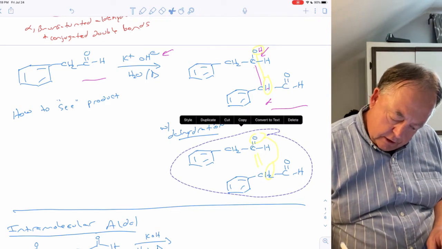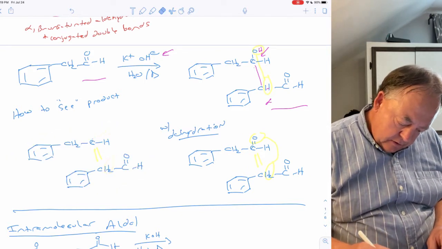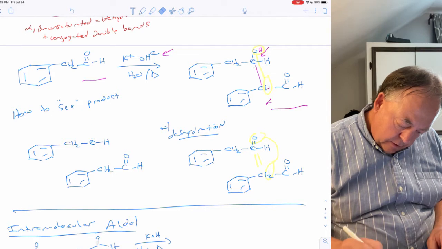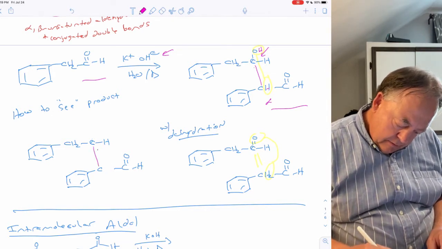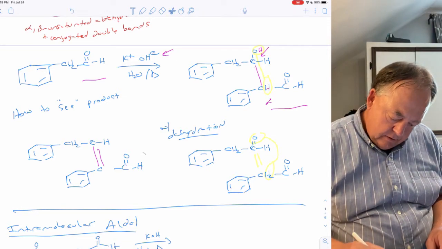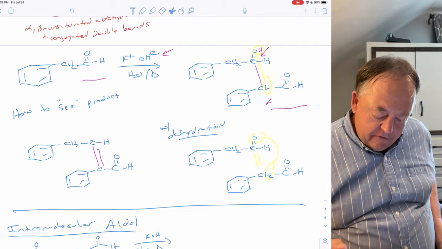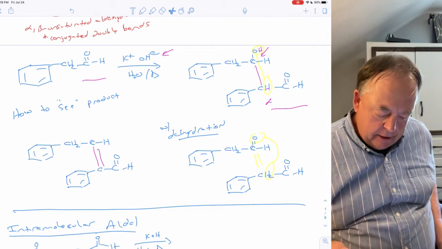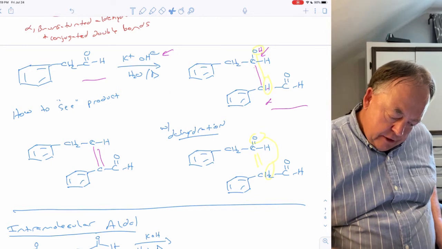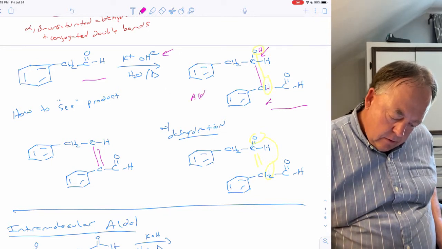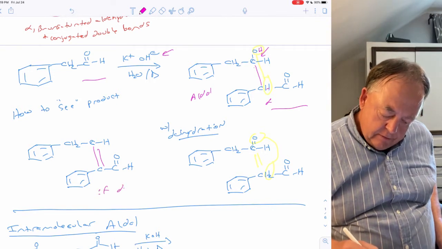So we can just take that, copy it, paste it. We're going to get rid of this. Going to get rid of that. Those two hydrogens. Put a double bond there. And that's your product. That's your alpha beta unsaturated aldehyde. Okay, so this will be the aldol stage. And this would be if it dehydrates.